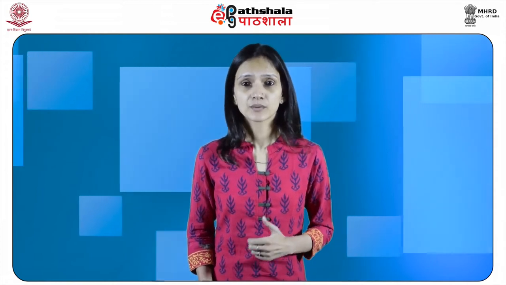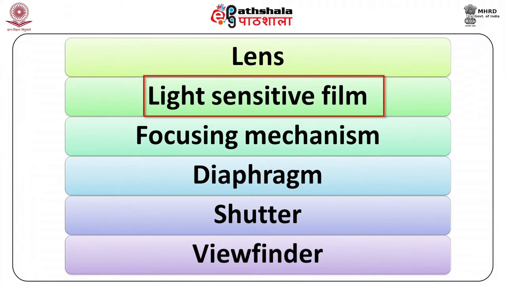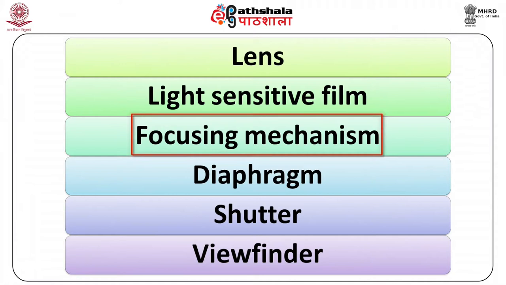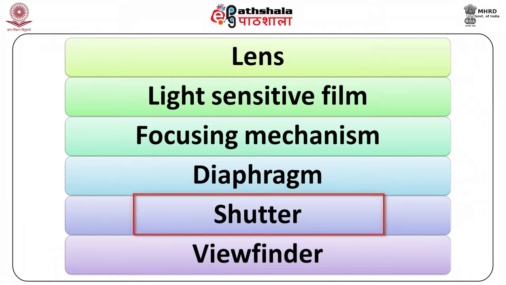After that, the ancestor of our camera came, and it is a light-tight box with the following parts. First, a lens to produce an image; a fitting to hold a light-sensitive film or plate; a focusing mechanism for subjects at different distances; a diaphragm, a metal sheet with a hole kept in between the lens and photosensitive plate so as to control the intensity of light; and a shutter, a mechanical device by which the light entering through the lens is normally prevented from falling on the film, but it can be displaced for a certain span of time by some button so as to pass the light for a certain duration on the film for exposure.